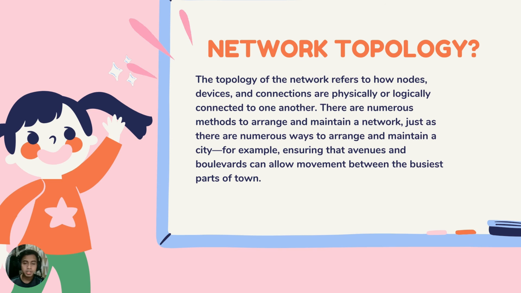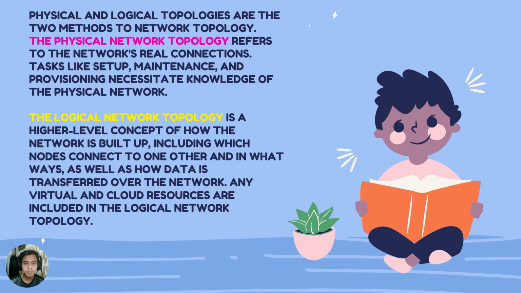So, what is network topology? The topology of the network refers to how nodes, devices, and connections are physically or logically connected to one another. There are numerous methods to arrange and maintain a network, just as there are numerous ways to arrange and maintain a city. For example, ensuring that avenues and boulevards allow movement between the busiest parts of the town.